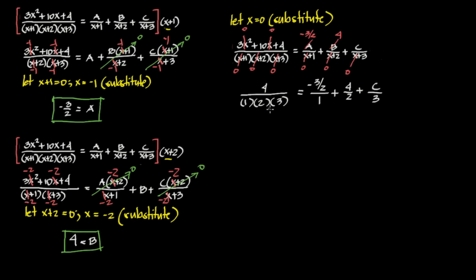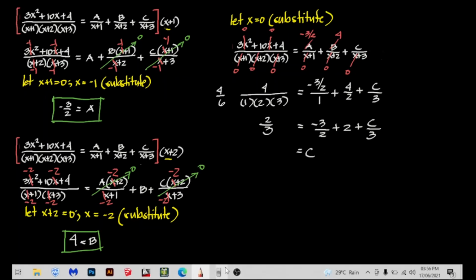Ayan, so ilan ba to? That's 4. This is 4 over 6. So pwede natin ma-simplify to, that's 2 over 3, right? Then we have negative 3 over 2. Ito plus 2 plus C over 3. Therefore, pwede natin makuha ang value ni C. Tama.